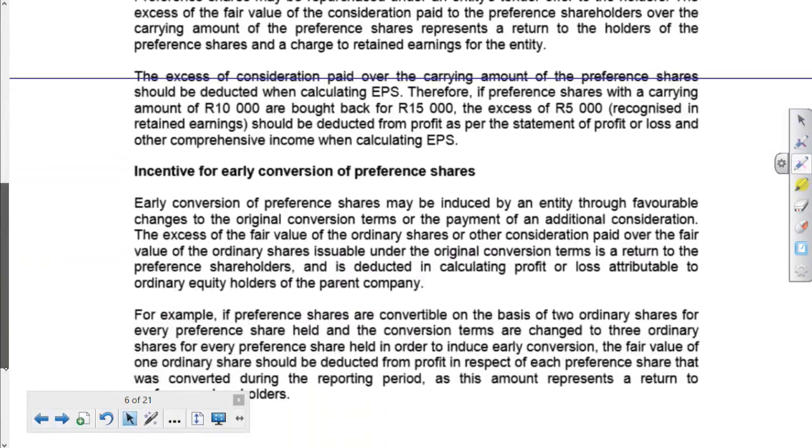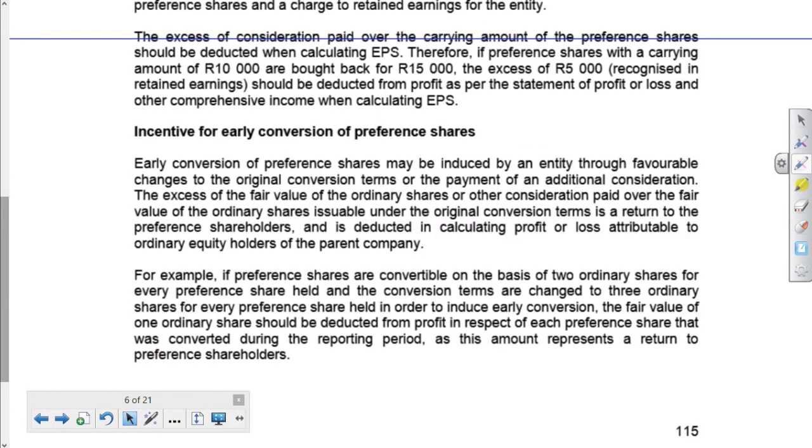There's also an example, or just a story really, of an incentive that was paid for early conversion. So we want them to convert into ordinary shares early. We pay them an incentive. It's like giving them a sweetener. It's a dividend, isn't it? Those are all dividends, deemed dividends. Okay. So that's the first adjustment to our basic calc.